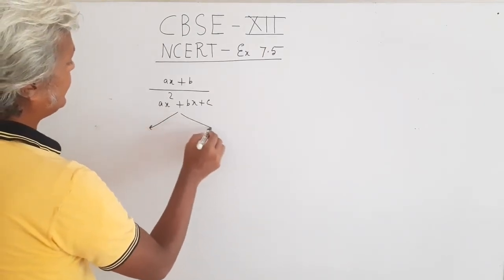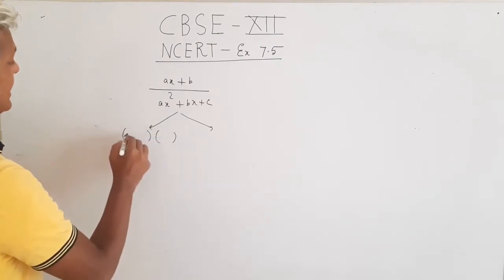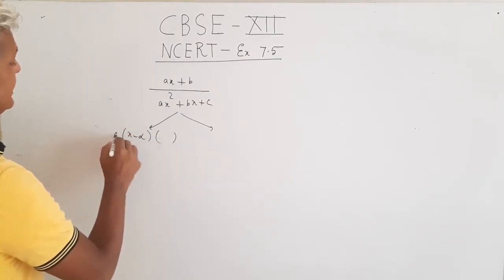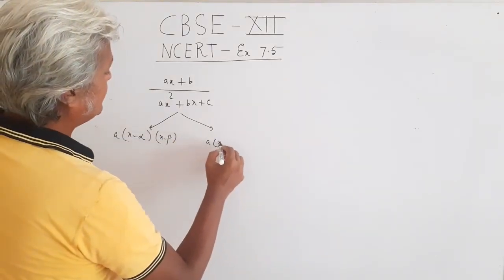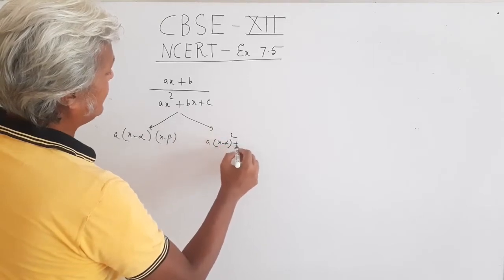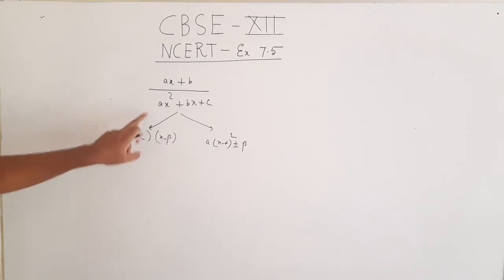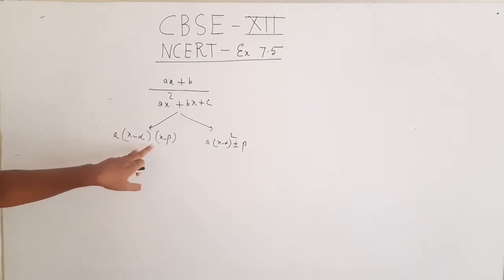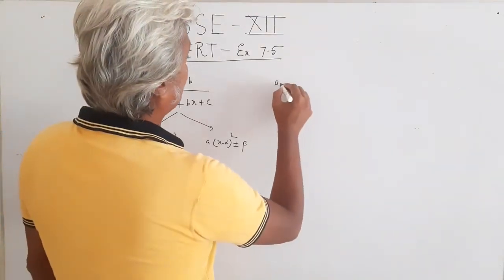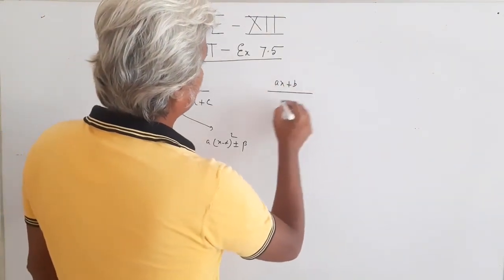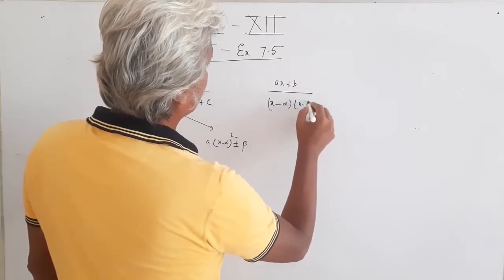This can be written either as a product of two linear factors, like a times (x minus alpha)(x minus beta), or a times (x minus alpha) whole square plus minus beta. So the denominator can be written either as a product of two linear factors. For example, we have the form (ax plus b) over (x minus alpha)(x minus beta).